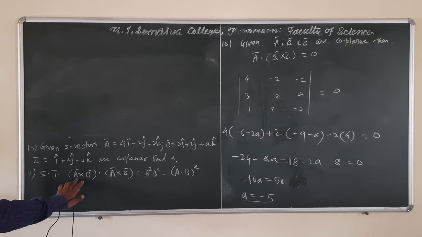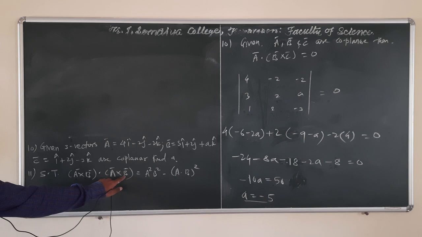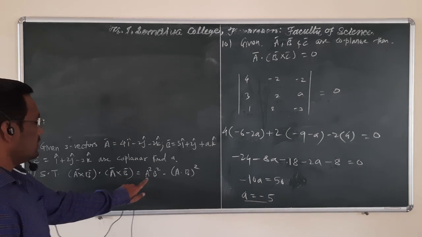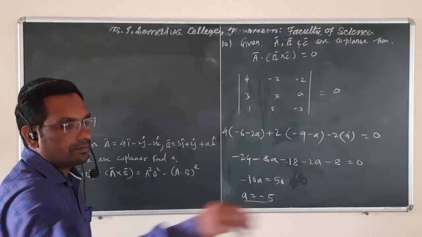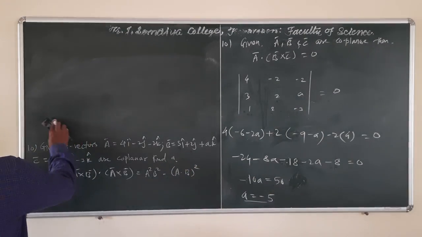Show that magnitude of a cross b dotted with a cross b is equal to a square b square minus a dot b its square. Problem number 11.